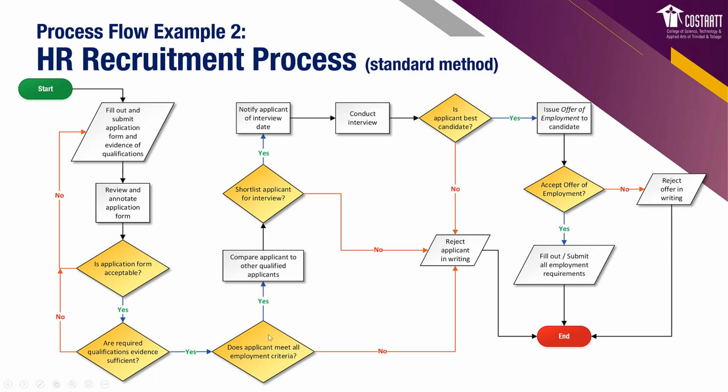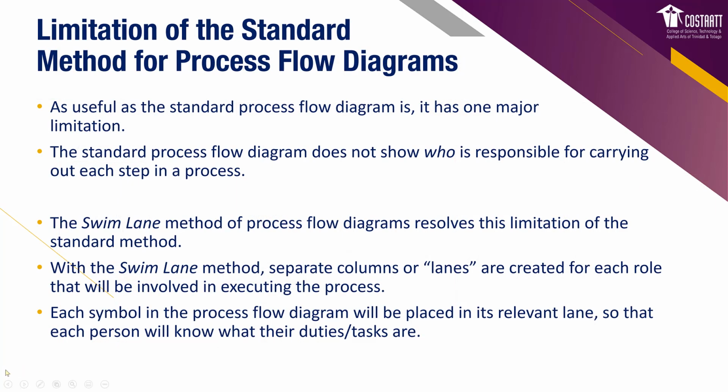But in the swim lane method, we know at a glance how many roles are involved. So each symbol in the process flow diagram will be placed in its relevant lane or its relevant column, so that each person will know what their duties or their tasks are relevant to the whole process.